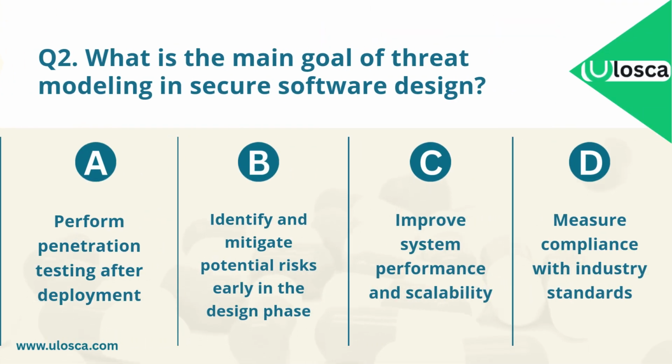Question 2. What is the main goal of threat modeling in secure software design? A. To perform penetration testing after deployment. B. To identify and mitigate potential risks early in the design phase. C. To improve system performance and scalability. D. To measure compliance with industry standards. Which one is the correct answer?